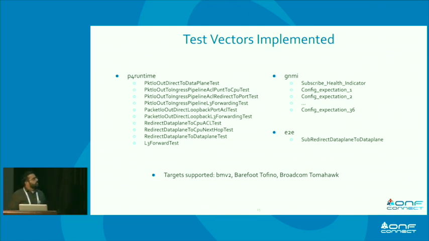Right now, these are the test vectors that we have implemented. We have implemented some P4 Runtime, L3 and other packet scenarios that we have ported from PTF. And there are some gNMI test cases, which we have semi-automatically generated based on a list of paths that we have. The E2E, end-to-end scenarios are basically a combination of P4 Runtime and gNMI, where we have the subscription and then packet forwarding scenarios. Currently, we support BMv2. We have tested test vectors with BMv2, Barefoot Tofino, and Broadcom Tomahawk switches.